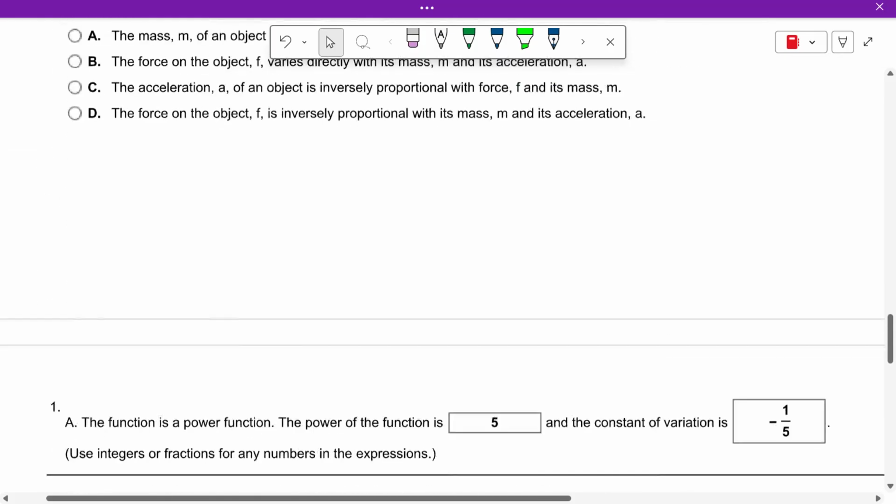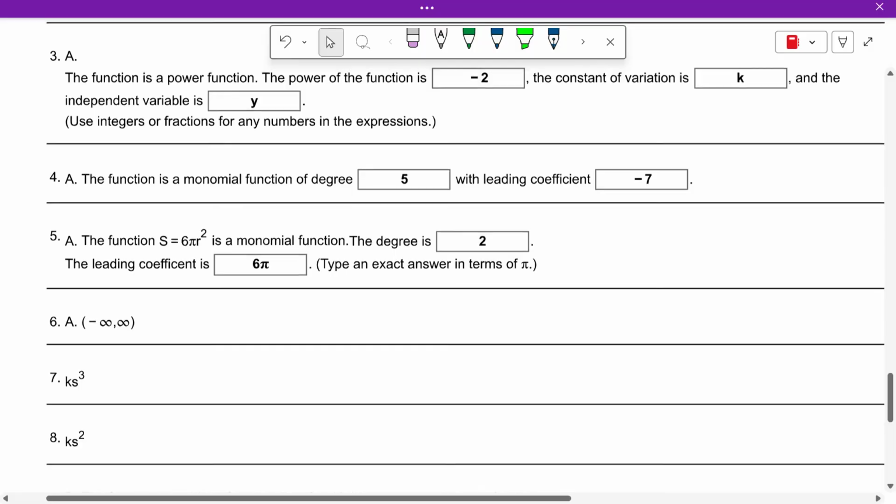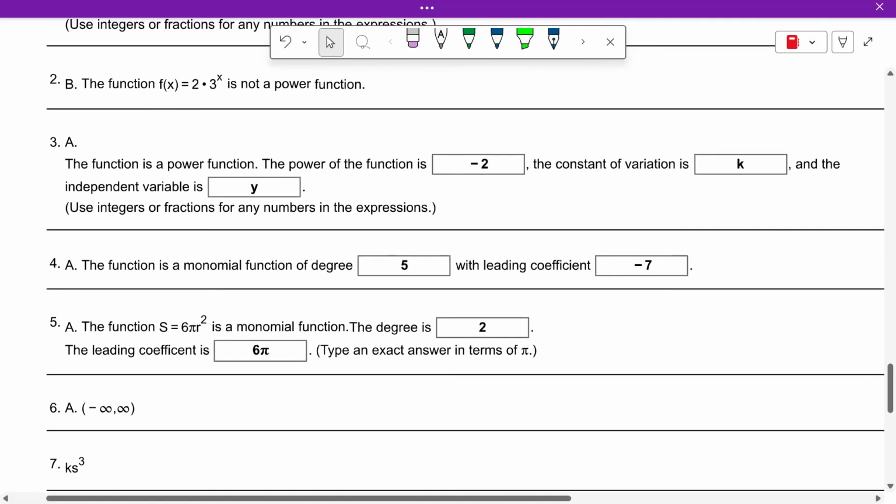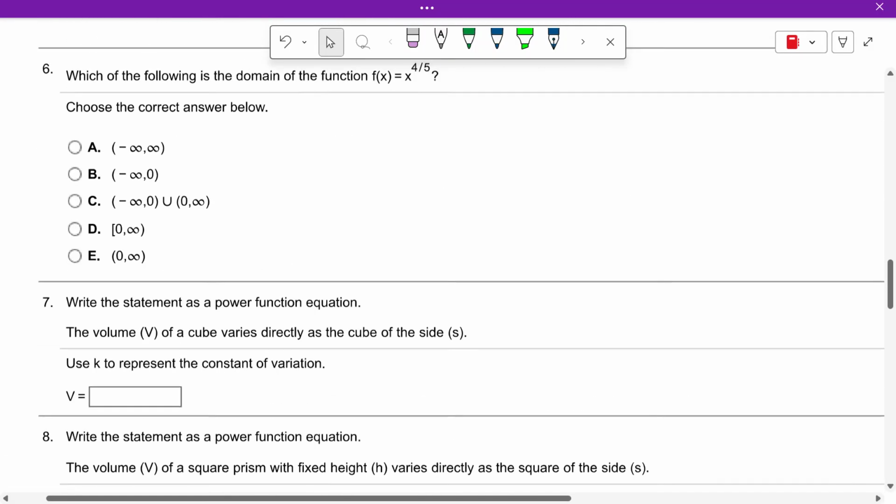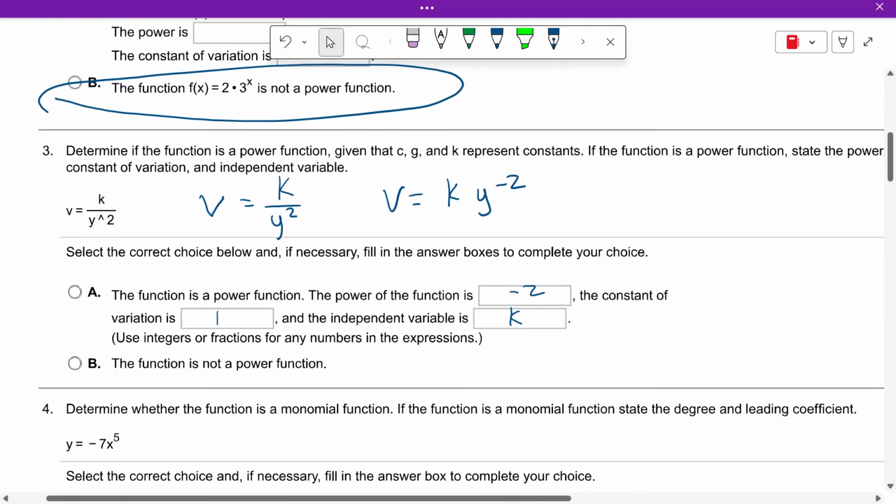I'm pretty sure I'm right on that. Let's just see. Oops, sorry. k is the constant variation, and the independent variable is y. Sorry about that.